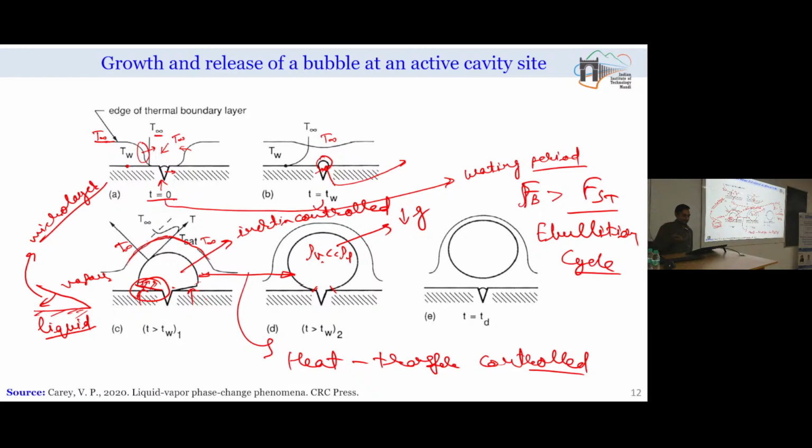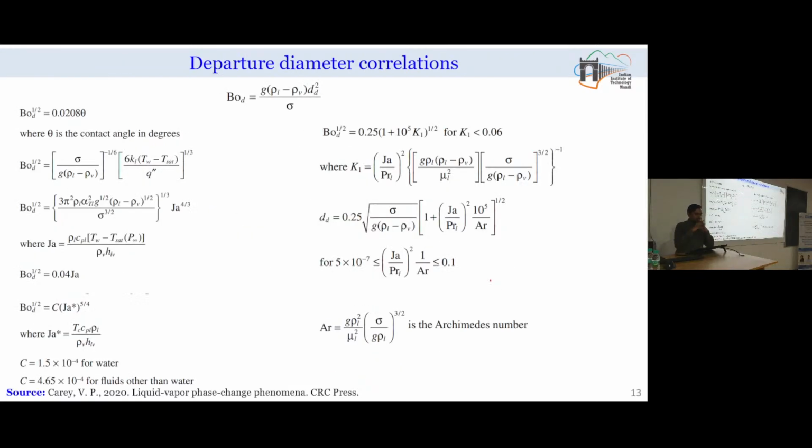And once the buoyancy force is greater than the surface tension force, we have departure of the bubble, and while departure is taking place, some amount of vapor remains attached in the cavity, which assists in nucleation of the next bubble. So, of course, whenever a bubble departs, it is majorly controlled by the buoyancy and surface tension forces. But other than that, the rate of heat transfer also sometimes plays a significant role, because that decides the rate at which the volume of the vapor is growing.